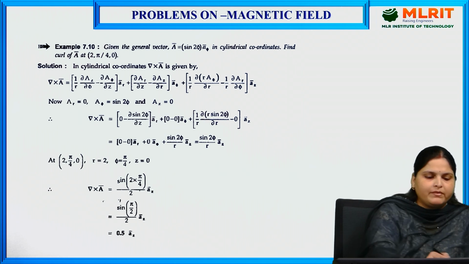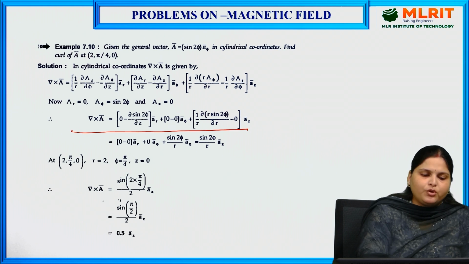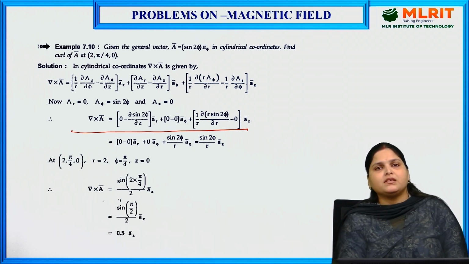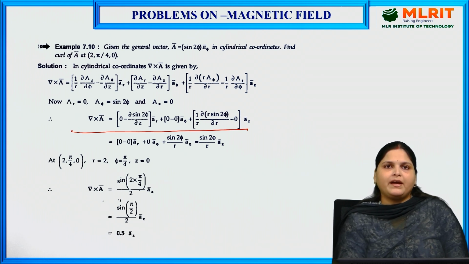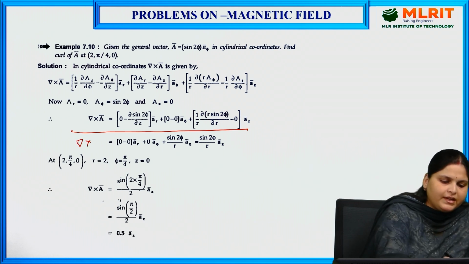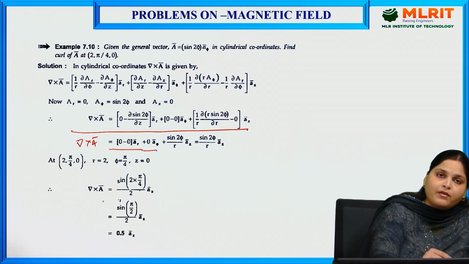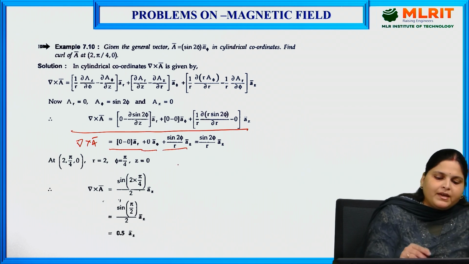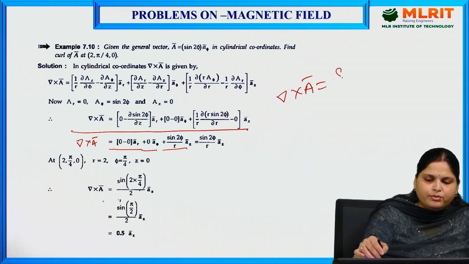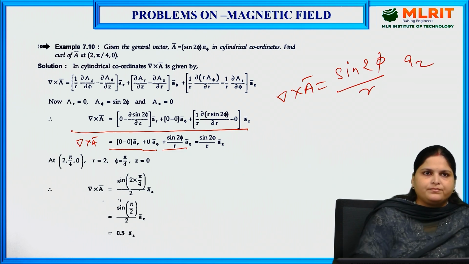We will further solve it. When we put all these things here, del cross A is equal to 0 minus dou sine 2 phi by dou z a_r, plus 0 minus 0 a_phi, plus 1 upon r dou by dou r of sine 2 phi minus 0 a_z. When we further solve it, we get del cross A is equal to 0 minus 0 a_r plus 0 a_phi plus sine 2 phi by r a_z. Means we are getting del cross A is equal to sine 2 phi by r, in the z direction, right?